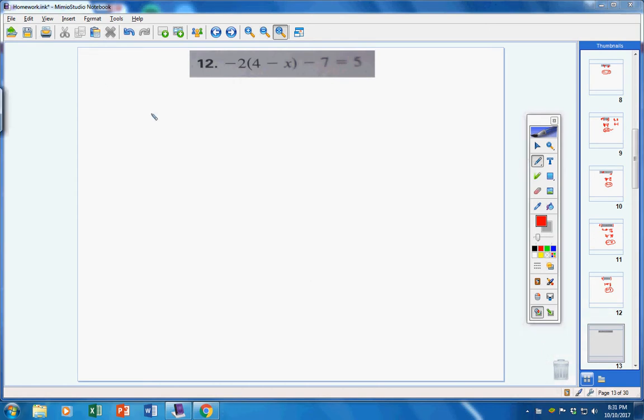Okay, students, first of all, simplify both sides. So, negative 2, multiply through the parentheses. Negative times the positive is negative. 2 times 4 is 8. Negative times the negative is positive. 2 times x is 2x. Bring down your negative 7. Do not multiply the negative 2 times the negative 7 because the negative 7 is not inside the parentheses.